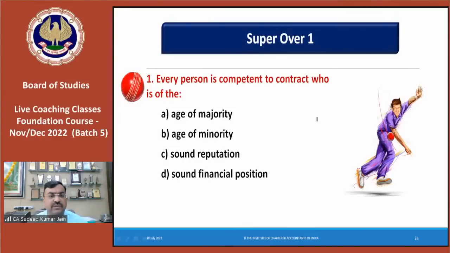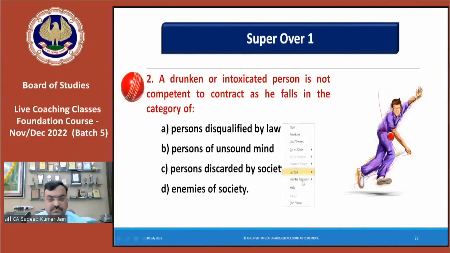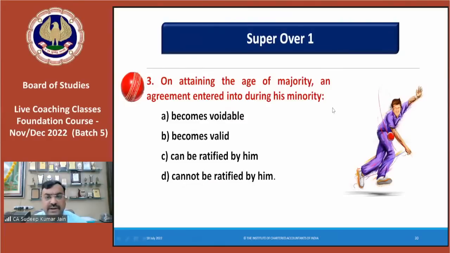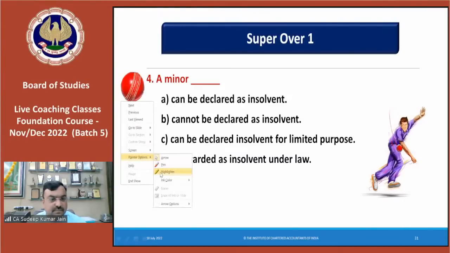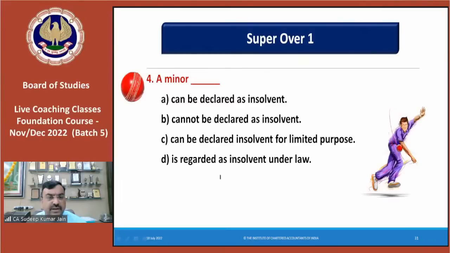Every person is competent to contract who is of the age of majority. Next. A drunken or intoxicated person is not competent to contract as he falls in the category of person of unsound mind. Next. On attaining the majority, an agreement entered during his minority cannot be ratified. Next. A minor can be declared as insolvent, cannot be declared as insolvent. The answer is cannot be declared as insolvent.